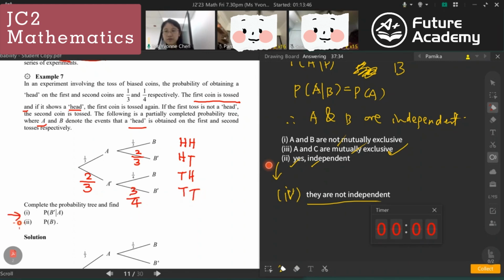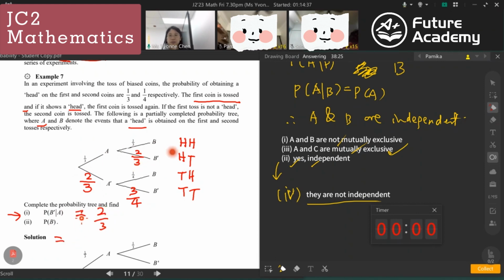So let's look at the first one. Probability of B complement given A. B complement could be this case and this case. So we will just look at one of the branches, which is just here. We don't look at anything else. We look at where my cursor is pointing. We're looking for the probability of B complement given A. So it has to go this branch followed by that. So the probability is 2/3.